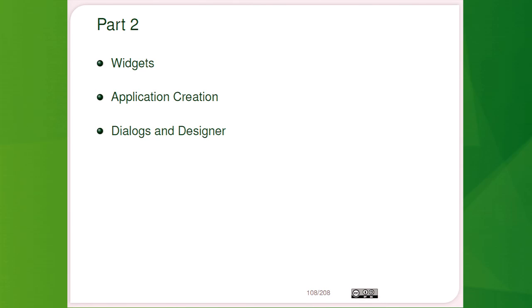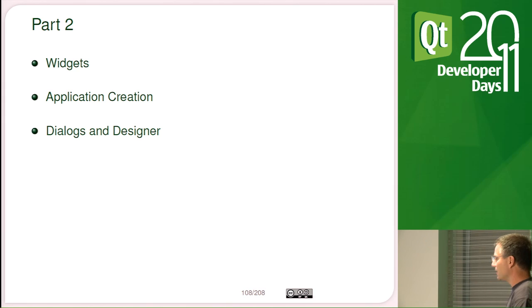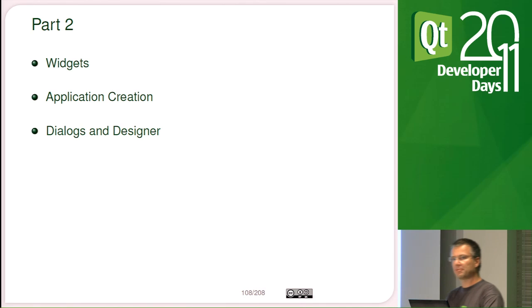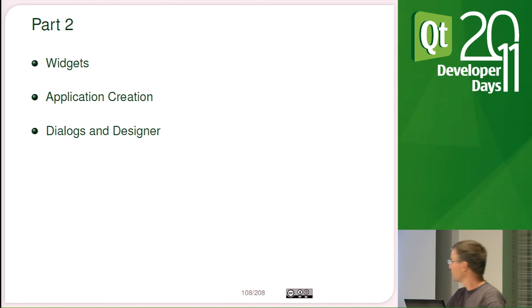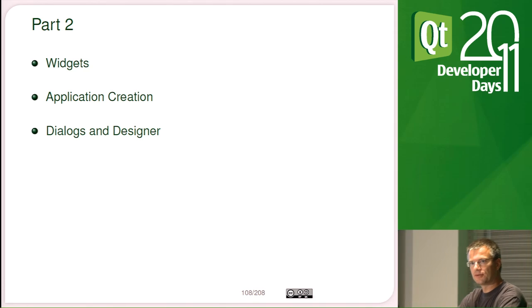So today we learned a lot about QObjects and all the core classes. So in the second part we will concentrate on the UI part of your applications. So what does it mean to create your own widgets? How can you develop your own UIs?